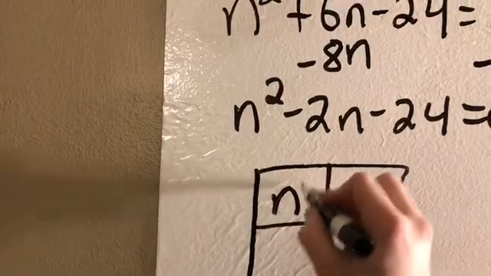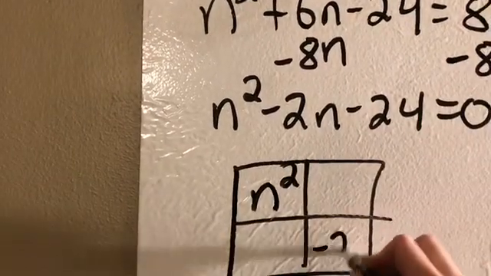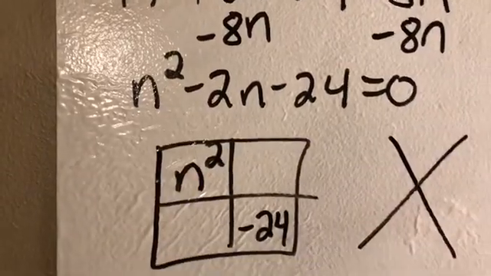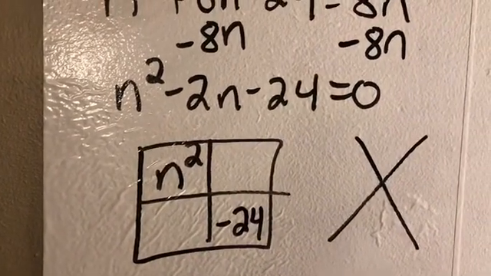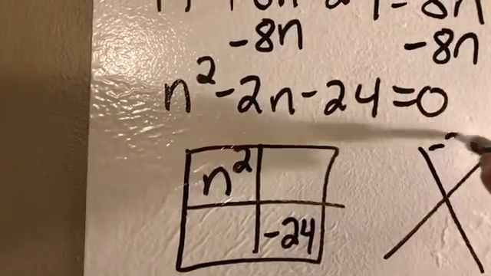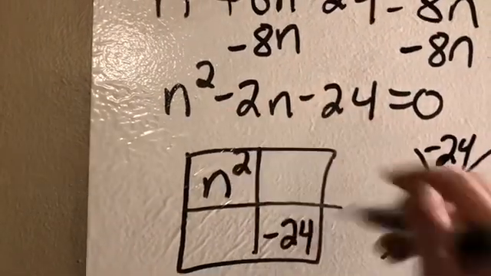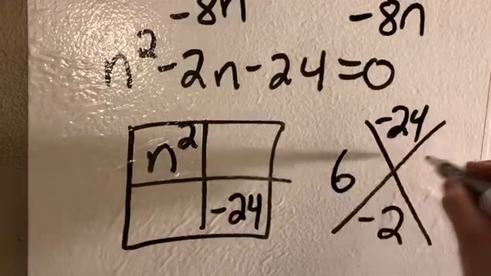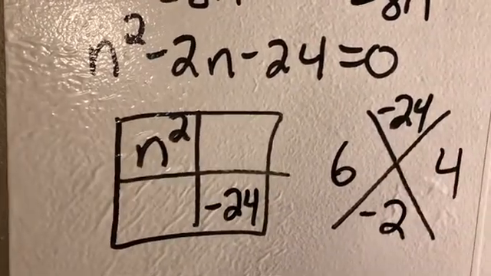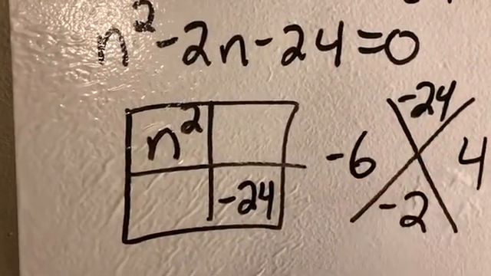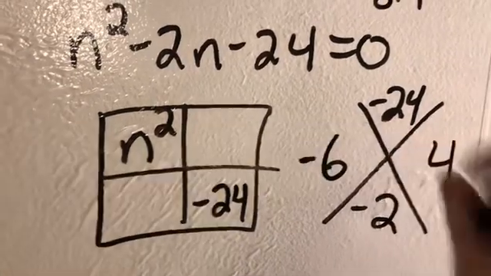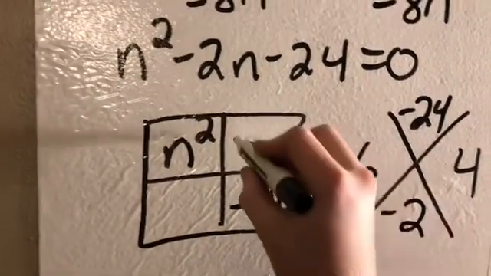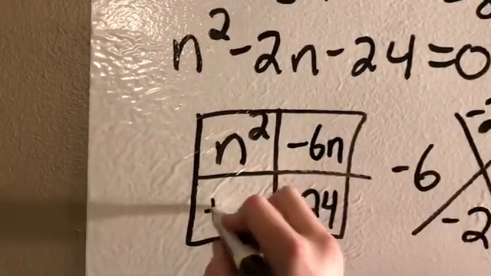N squared will always go in my top corner. My number will go in that bottom one. And then we'll use our puzzle over here to figure out the other 2 squares. So what's gonna multiply to -24 and add or subtract to -2? I know 6 and 4, 6 times 4 gets me 24. If I make that a -6, now that multiplies to a negative answer, and -6 plus 4 is -2. So that'll fill out the rest of the puzzle.